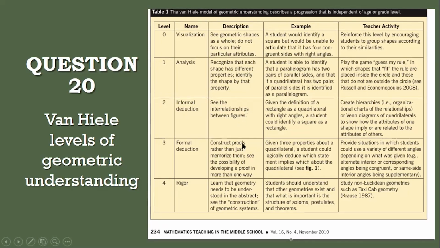Now, a proof is a very formal thing, which normally contains a formula. Constructs proofs rather than just memorizing them. Sees the possibility of developing a proof in more than one way. It will definitely not be on rigor, because rigor is something that you will scarcely find even in grade 12. So you decide on which level of geometric thinking this learner is.